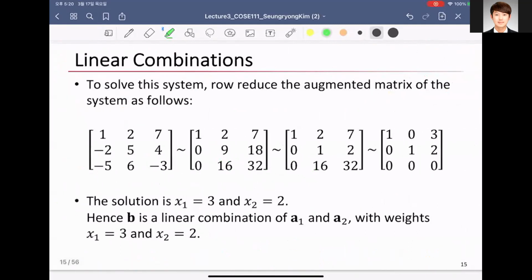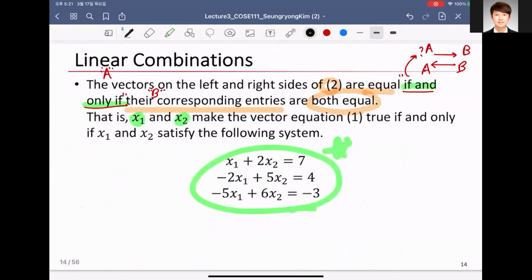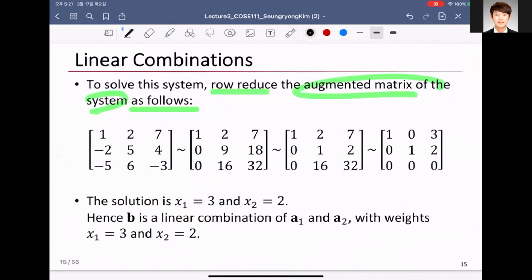To solve this linear system, we will row reduce the augmented matrix of the system as follows. Why? To use the row reduction algorithm. So first of all, what is the augmented matrix of this linear system? It is 1, -2, -5, 2, 5, 6, 7, 4, -3. Right? Here is the original matrix. Then let's row reduce.